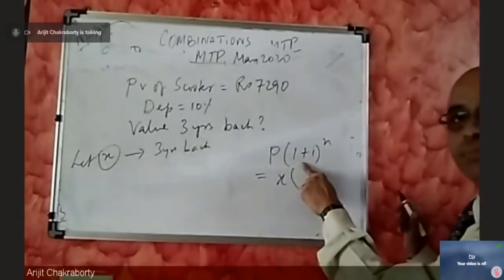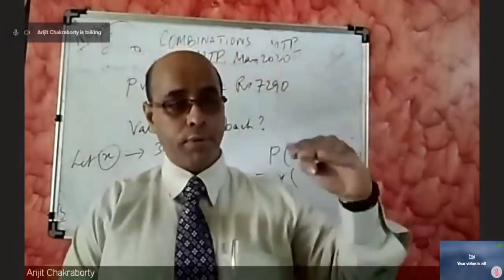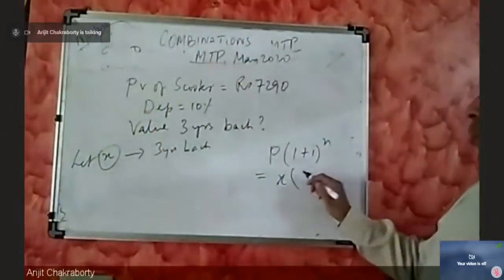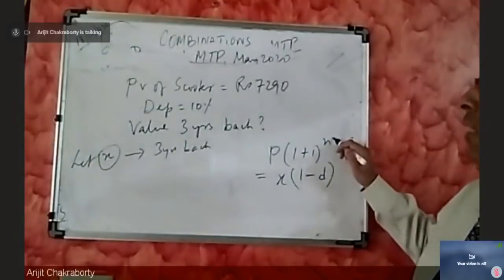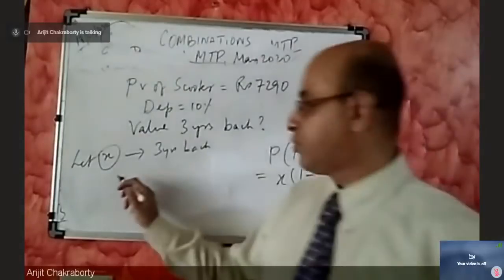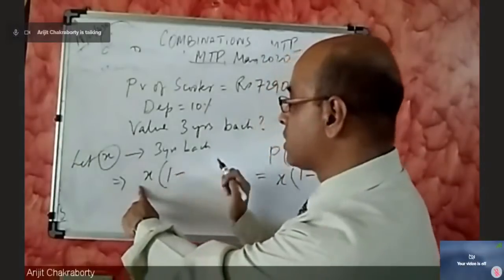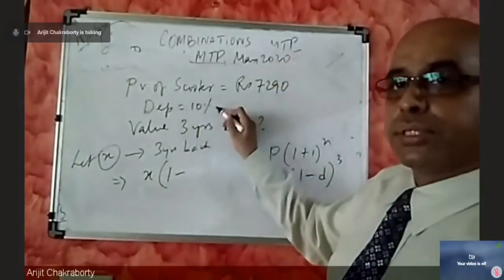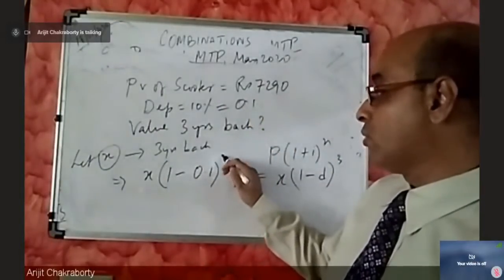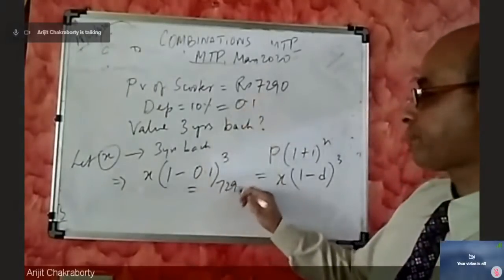Here, instead of plus, it will be minus because depreciation starts from here, you deduct every year, right? So it will be 1 minus d, and n here is 3. So here the formula is x, the original value of the scooter, into 1 minus d. d is depreciation, 10%, which is 0.1. So I write (1 minus 0.1) to the power 3. This is equal to 7290.